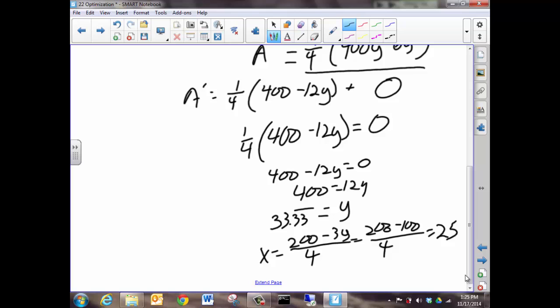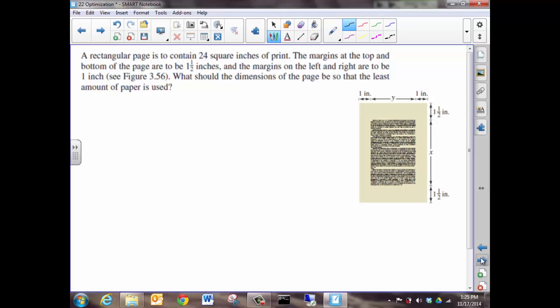Okay? And all the problems that we deal with are going to be similar in nature to something like this. Now, I started to give you this one, but I changed my mind and I was nice to you, okay? A rectangular page is to contain 24 square inches of print. The margins at the top and the bottom of the page are to be 1.5 inches, and the margins on the left and right are to be 1 inch. What should the dimensions of the page be so that the least amount of paper is used?